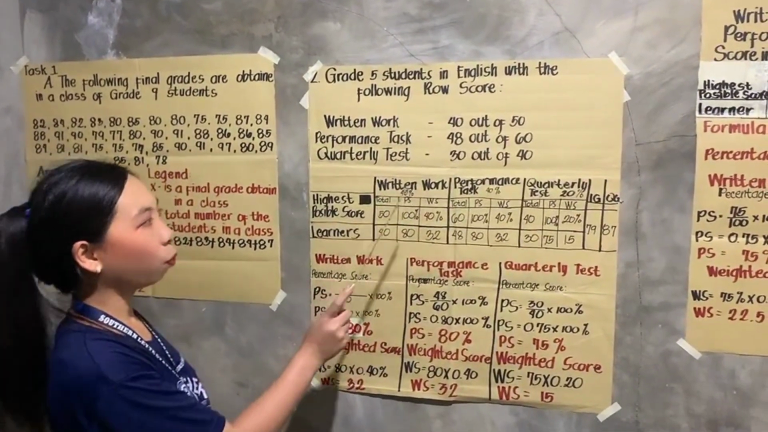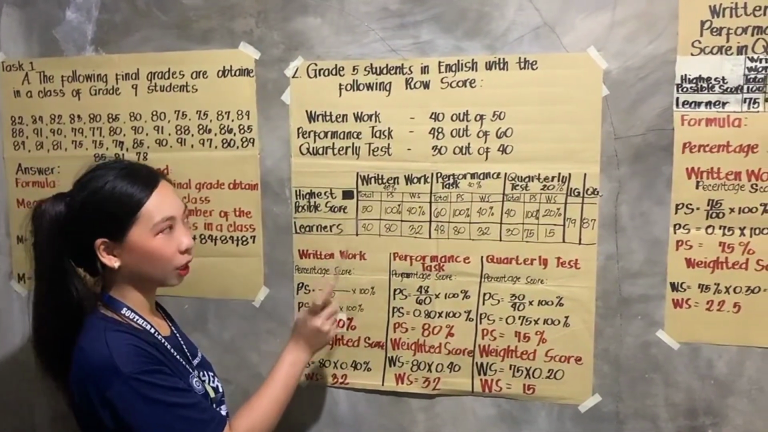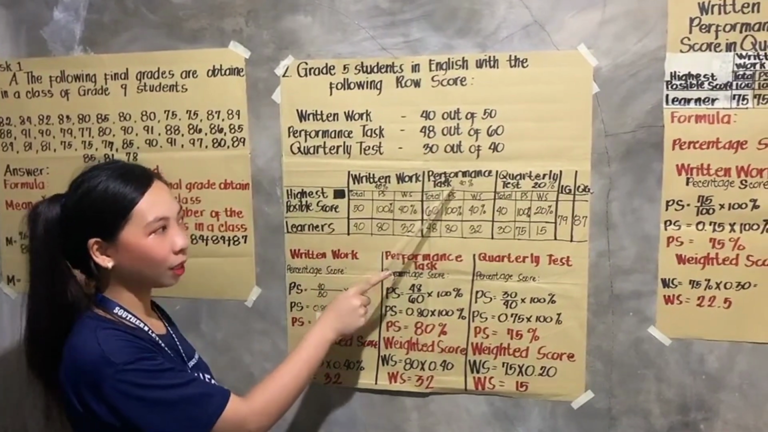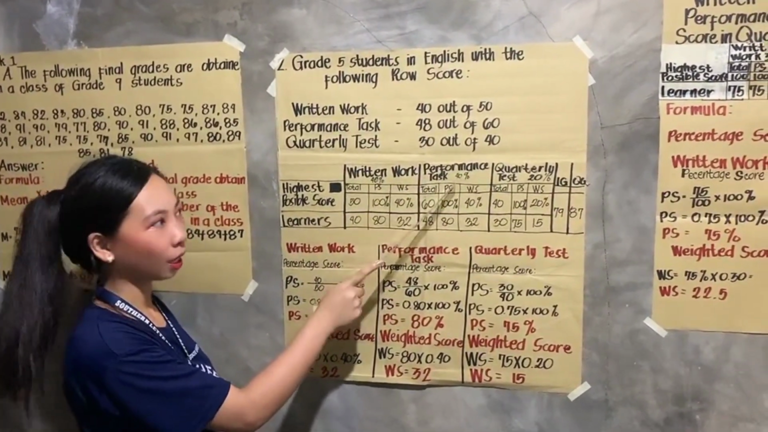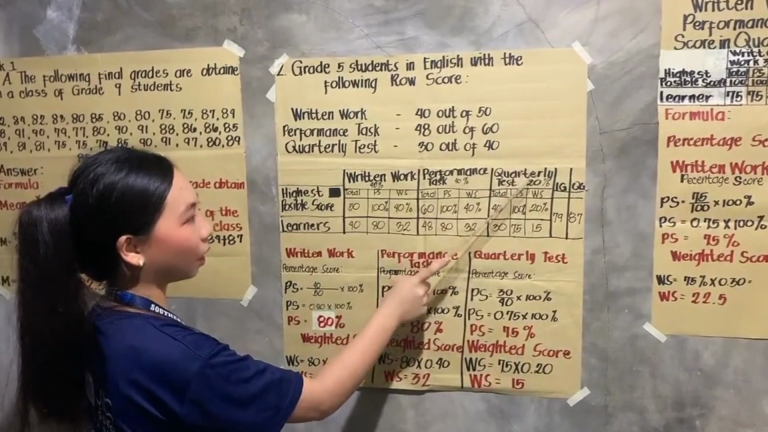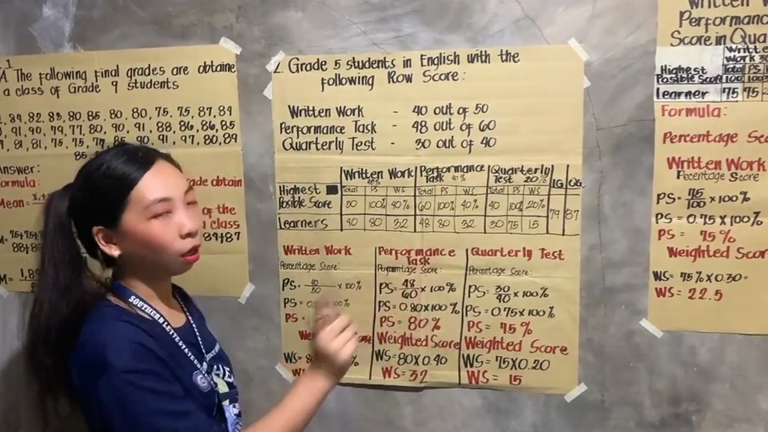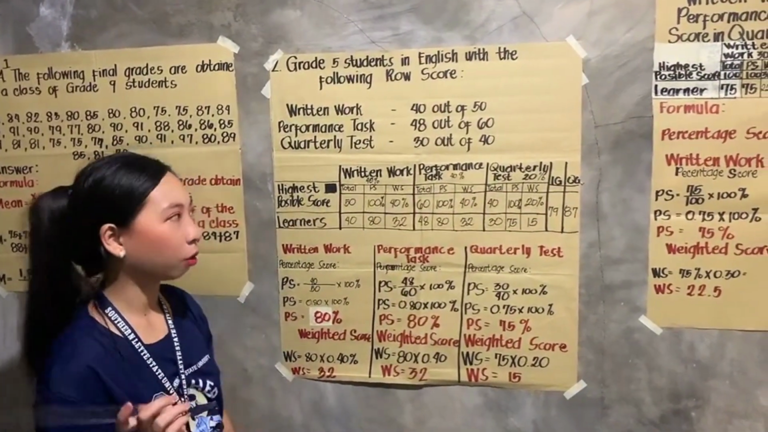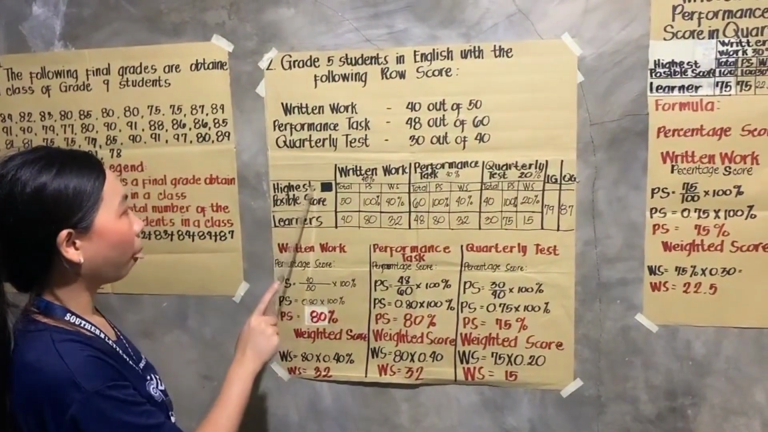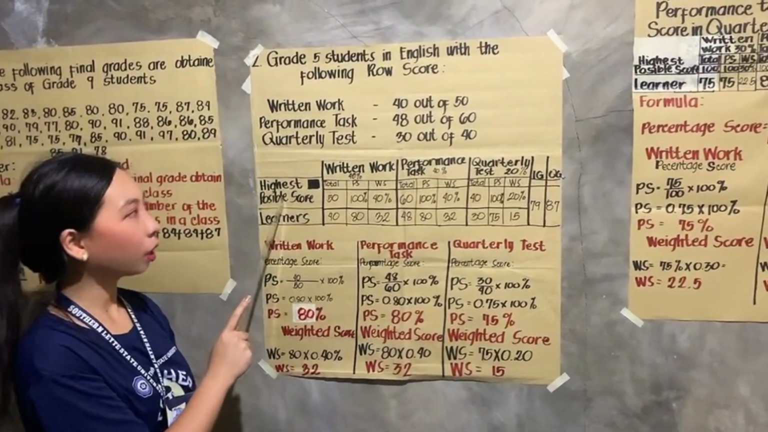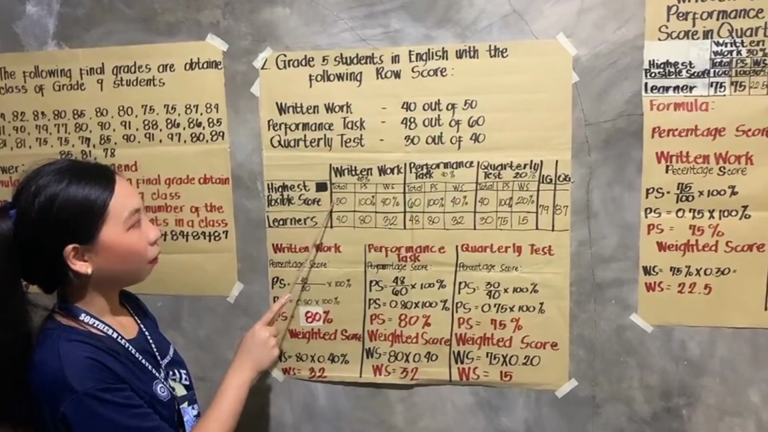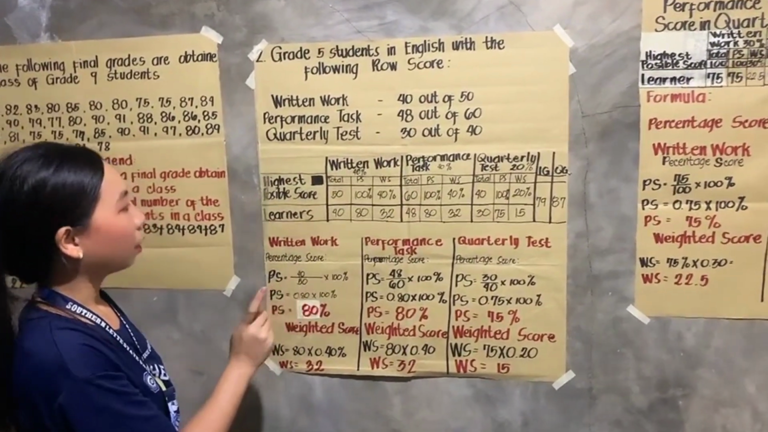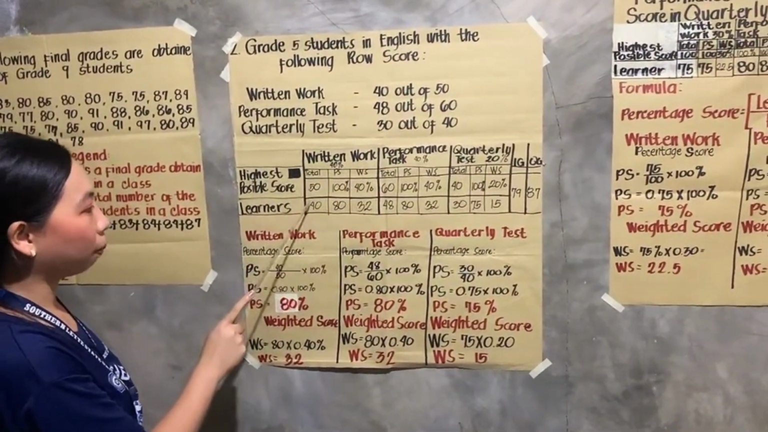So for the written work, that will be 40%. For the performance task, that will be 40%. For the quarterly task, that will be 20%. All in all, that will be 100%. So the highest possible score is 50 for the written work, and the learners got 40.